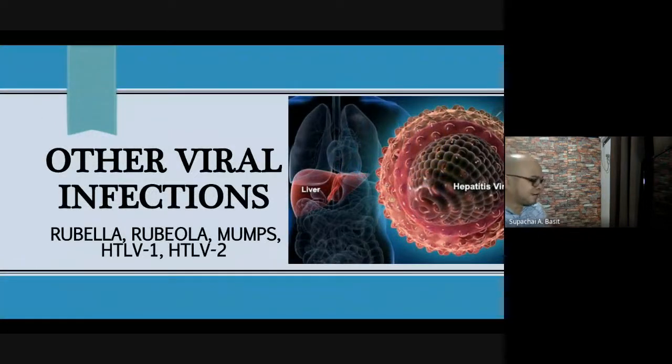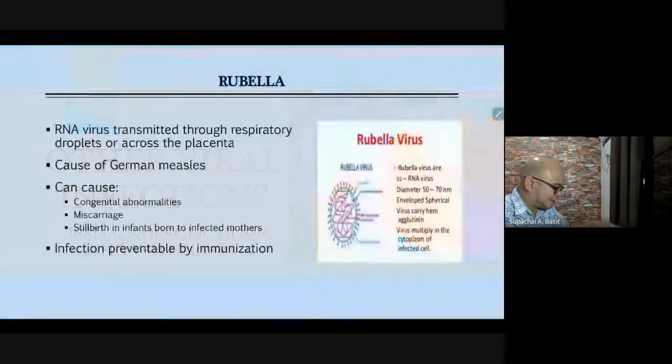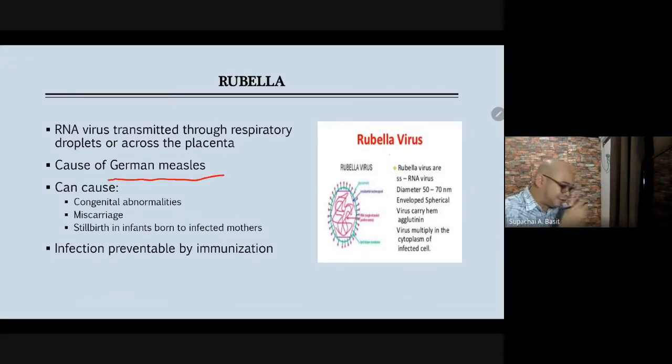Okay, so other viral infections included in this particular lecture are the following. First, we have the rubella virus. The rubella virus is an RNA virus transmitted through respiratory droplets or across the placenta. This one is the etiologic agent of German measles and can cause congenital abnormalities, miscarriage, and stillbirth in infants born to infected mothers. That is the reason why it is part of the TORCH test.